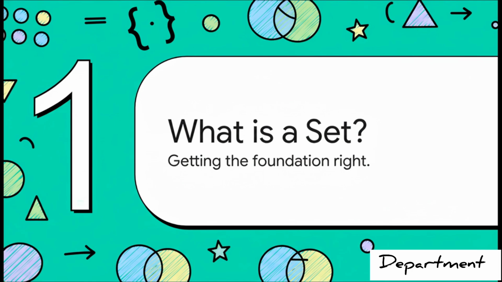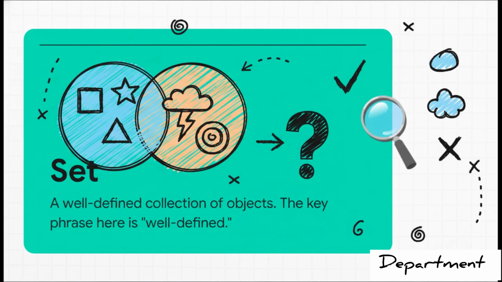Before we jump into anything else, we have to nail down this one core idea. Okay, so the textbook definition is a well-defined collection of objects. Now, collection of objects is pretty straightforward, right? But the secret ingredient, the really important part, is that phrase well-defined. So what does that really mean? It means there's no room for opinion. The rule for being in the set has to be totally clear, with no debate.